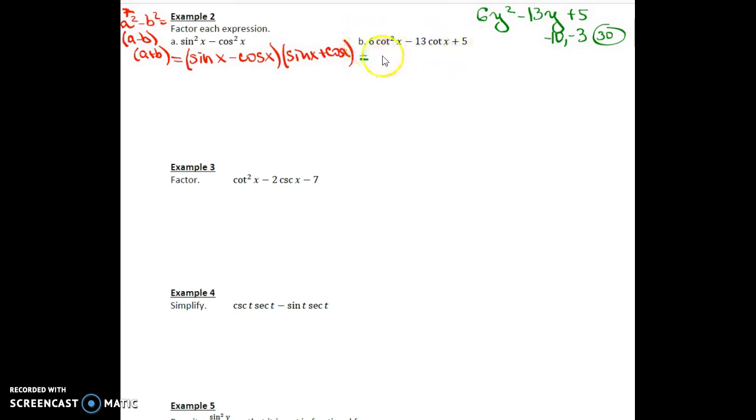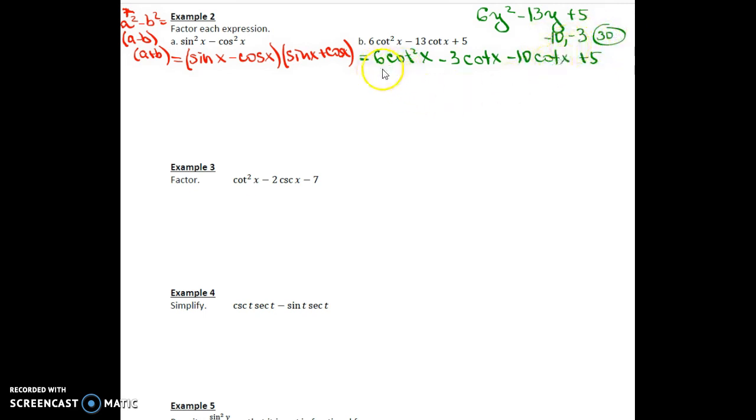I'm going to rewrite my expression as 6 cotangent squared of x, and instead of negative 13 cotangent of x, I'm going to say minus 3 cotangent of x minus 10 cotangent of x plus 5. How do I know that these two numbers are going to work? That's why I multiplied 6 and 5 together, got 30, and then I used the quadratic factoring rule of product, that the product is equal to 30 and their sum is equal to negative 13.